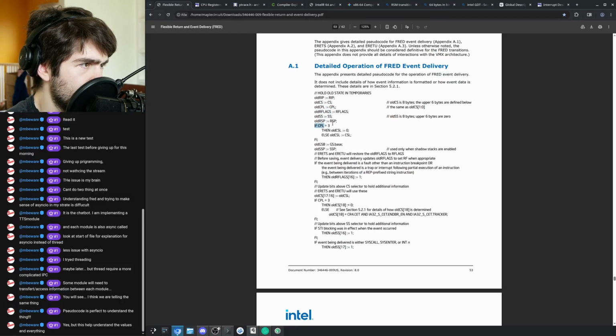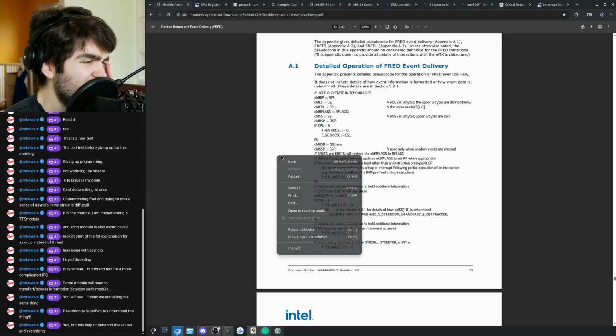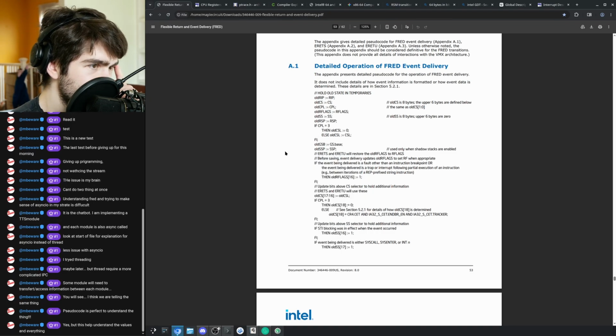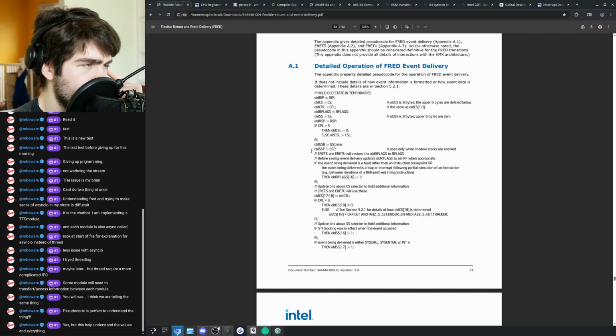If CPL equals 3, then current stack level equals 0. Else, oh wait. Okay. Old GS base. Okay, so we essentially save everything. Let's just assume that. And for some reason, stack level is 0 whenever we are in user mode. Okay, I don't know why it's inverted, but okay.